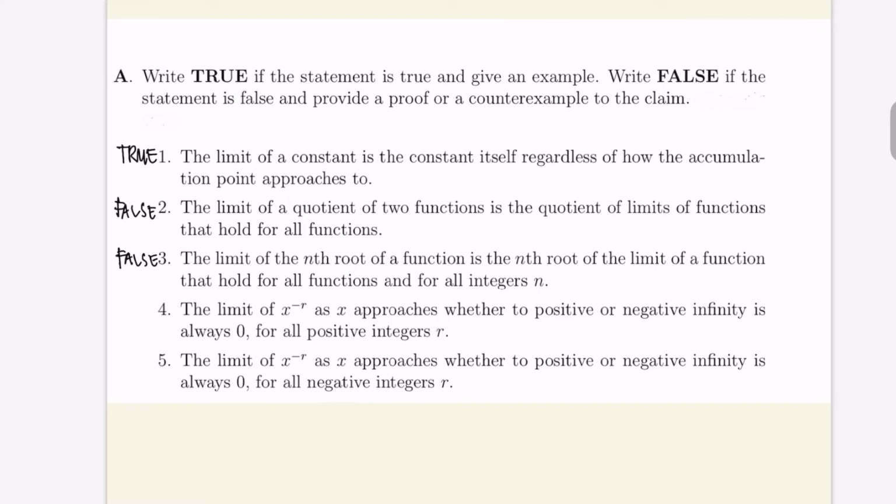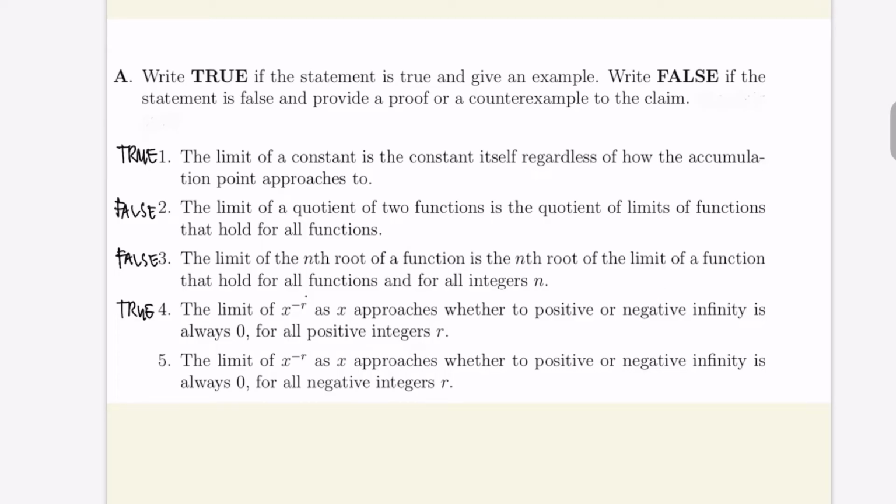Number 4, the limit of x to the negative r as x approaches whether to positive or negative infinity is always 0 for all positive integers r. So, ibig sabihin, r is positive, so dahil negative r, so x to the negative r can be equal to 1 over x to the r. So, if you take the limit for that, whether the x approaches positive or negative infinity, this is always 0. So, may theorem tayo na ganyan. So, therefore, this is true.